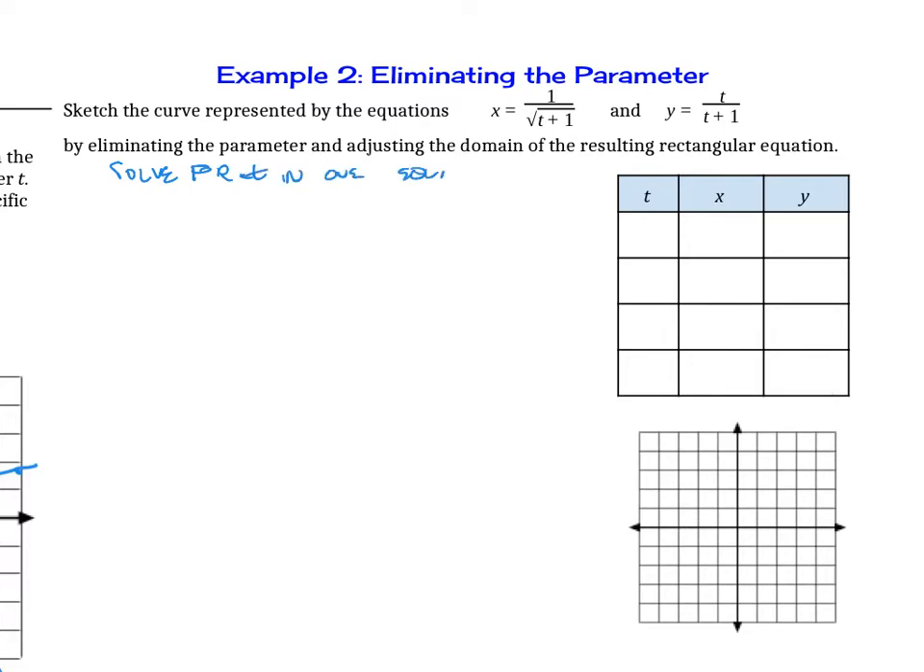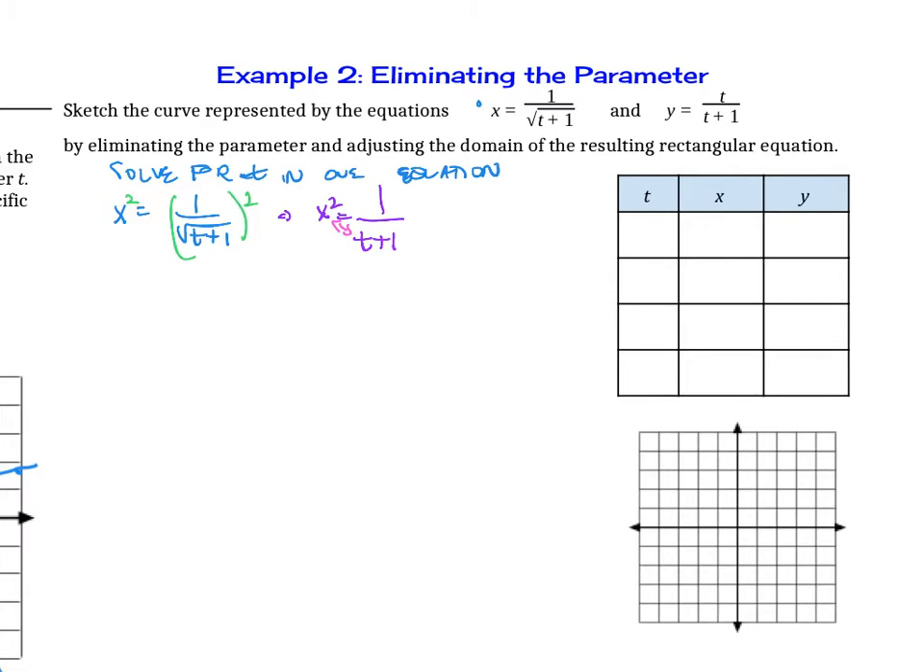Now it's up to you whichever you want to do, but sometimes one is more convenient than the other. So I'm going to take this x. x equals 1 over square root of t plus 1. We're going to go ahead and square both sides. So now we have x squared equals 1 over t plus 1. And we're trying to solve for t. So I'm going to switch these places here, or divide by x squared, multiply t plus 1.